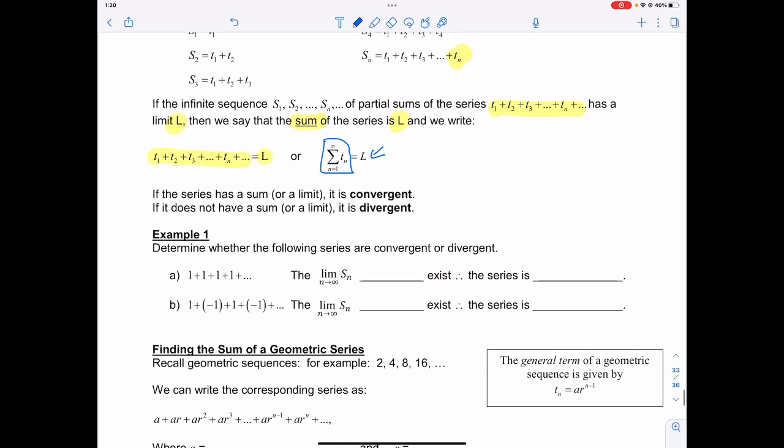If the series has a sum or a limit, we call it convergent. If it does not have a sum or a limit, we call it divergent. These are, once again, two terms you learned in the unit in Math 20-1. Convergent is coming close together. Divergent is going to get further apart. And as we've already seen in the last lesson, we also include oscillating in terms of divergent or not having a limit.